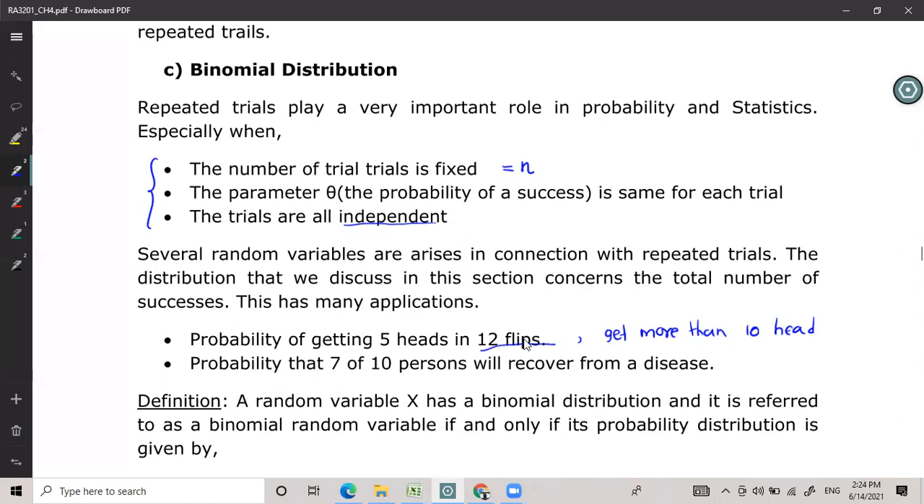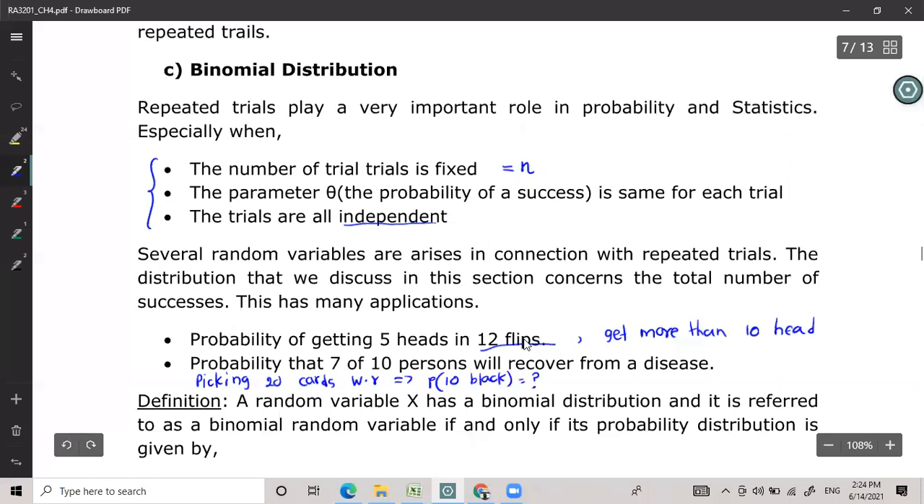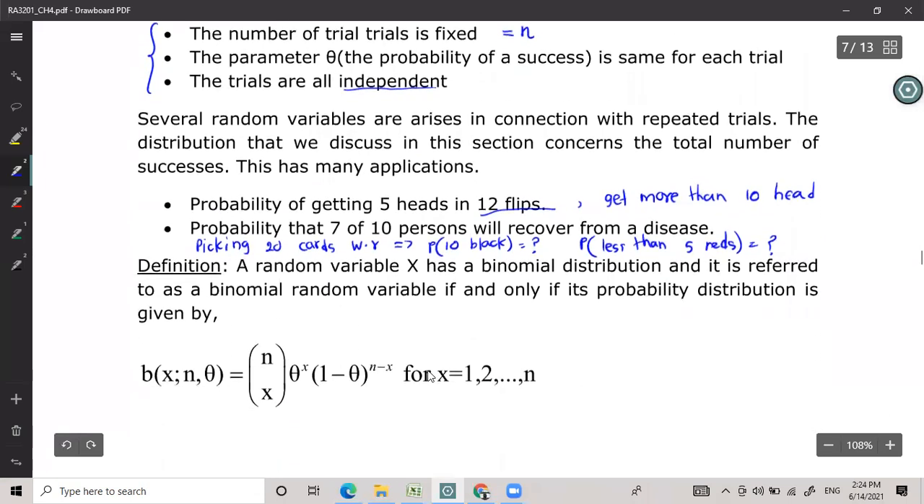Or you pick another example. Picking, let's say, 20 cards with replacement. Then what is the probability of getting exactly 10 blacks? You should be able to find it using the binomial distribution. What is the probability that you get less than five reds? You can find these probabilities using the binomial, okay? So this is how you find it.